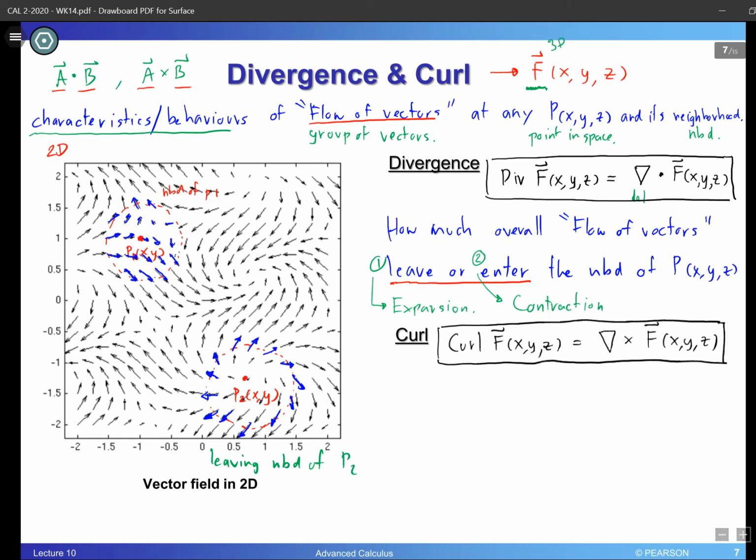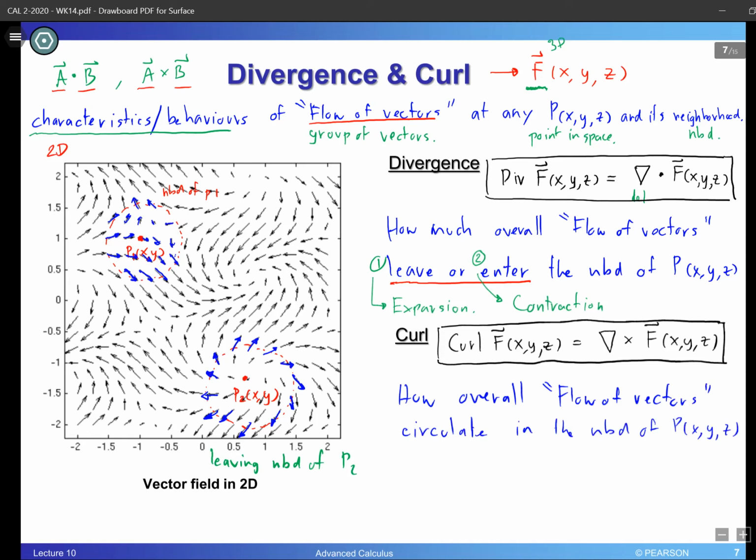But for now, let's stick with the physical meaning of the curl and what kind of characteristics it can tell us. So this curl can tell us about how the flow of the vectors circulate around the neighborhood of this point that you picked. So let's write that down. It's going to tell us how the overall flow of vectors, once again, how the group of vectors around this point P are going to circulate. All right, flow of vectors. Circulate. Keyword is right here. Circulate in the neighborhood of point P.